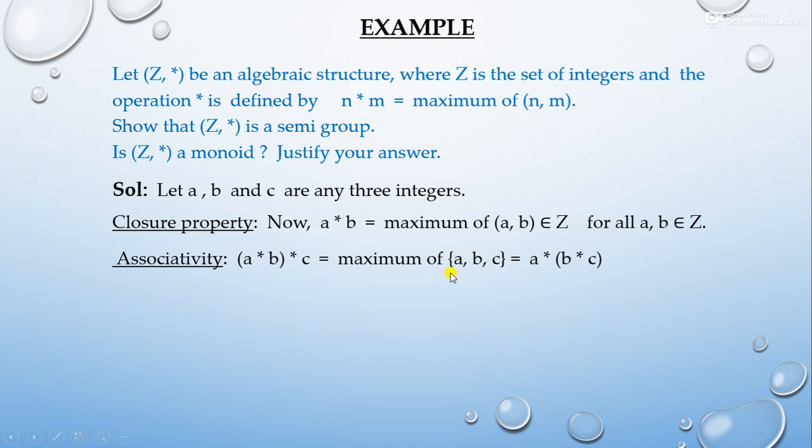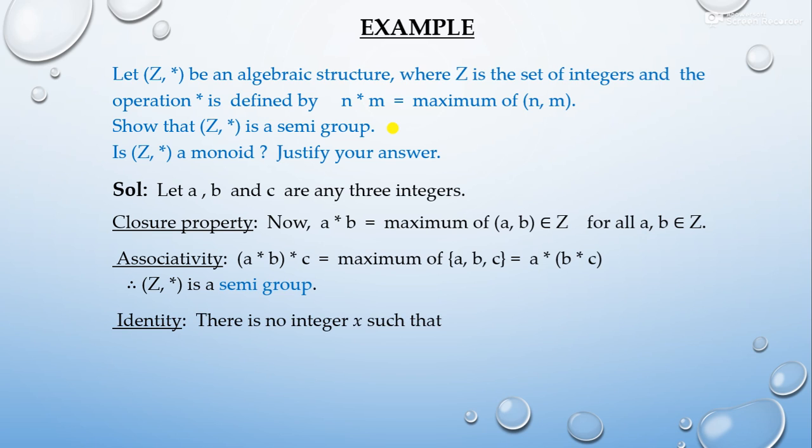Now come to the associative property. If we take three elements A, B, C from the set Z, it must hold that (A star B) star C is equal to A star (B star C), which is the maximum of A, B, C. Both are equal, so it holds the associative property. So we can say that Z with the binary operation star is a semigroup. Now check the monoid. For a monoid, we have one more condition to satisfy, which is the identity. If it holds the identity, we can say that it is a monoid, otherwise not.